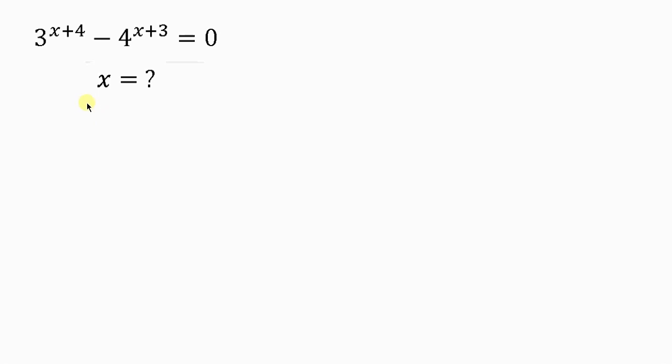We have a very beautiful question on the board that we're going to be solving. The question says, find the value of x for which 3^(x+4) − 4^(x+3) is equal to 0.